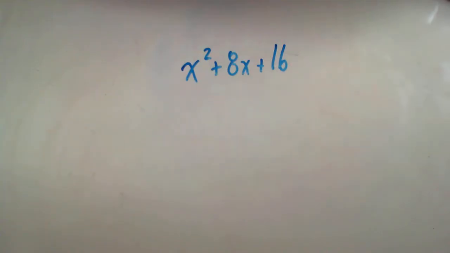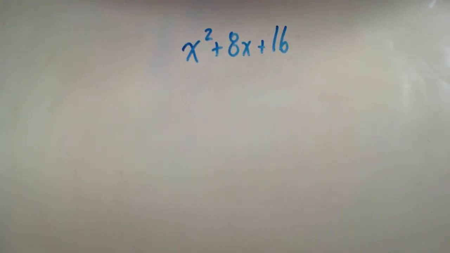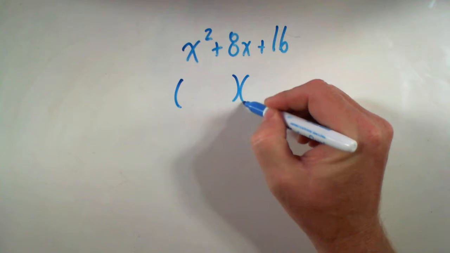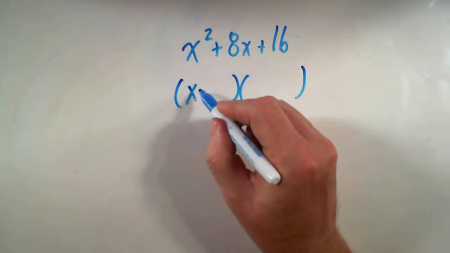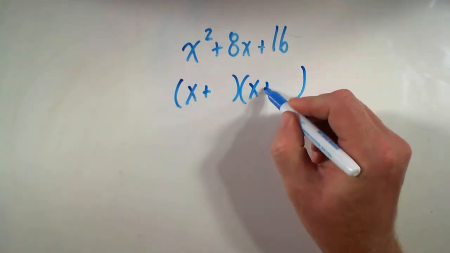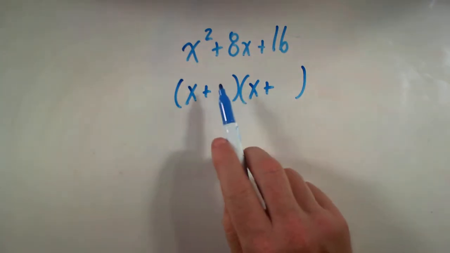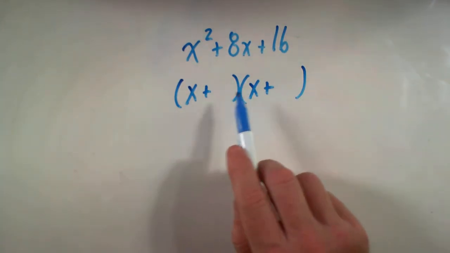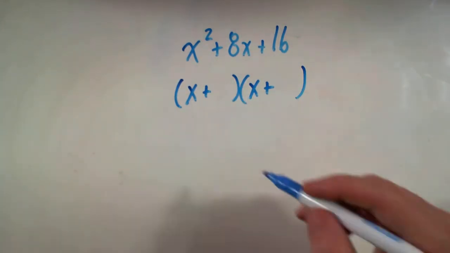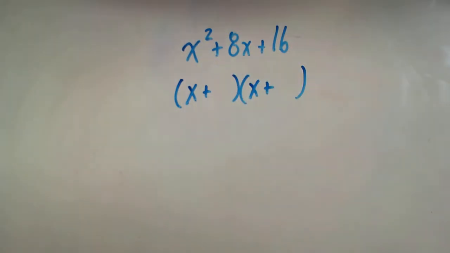So we have x squared plus 8x plus 16. And we are now looking to factor that. So that's going to factor to x plus something and x plus something else. The question is, what numbers go here and here? So we know whatever those numbers are, when we add them together, we must get 8. And when we multiply them, we must get 16.